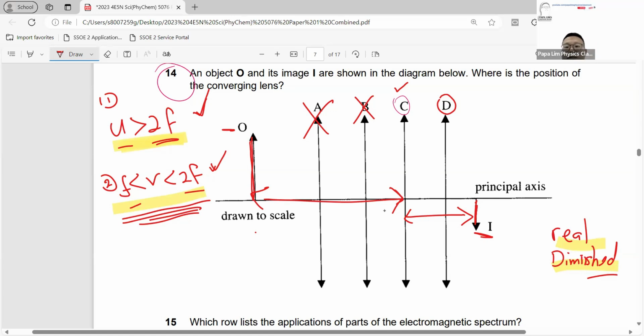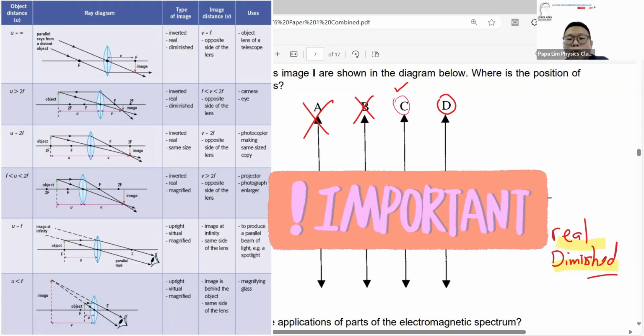Okay, for lenses, it's important that students know all the 6 diagrams, all the 6 possible scenarios by heart, and know what the changes are accordingly.